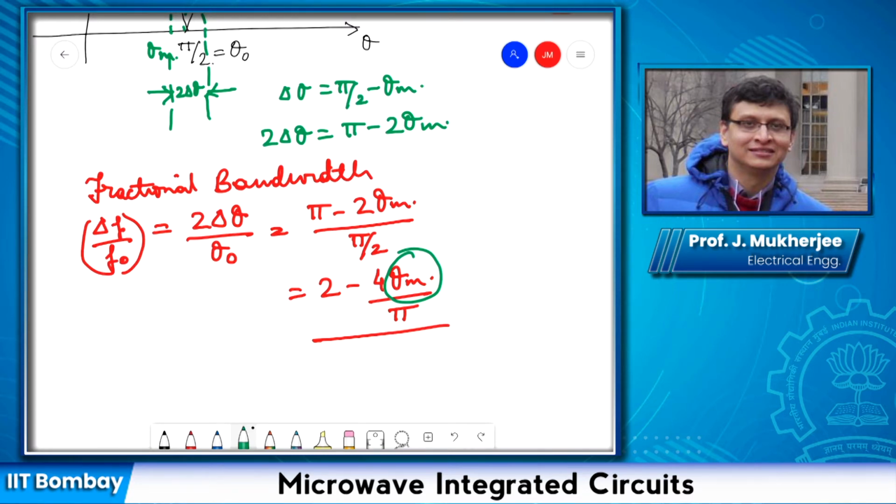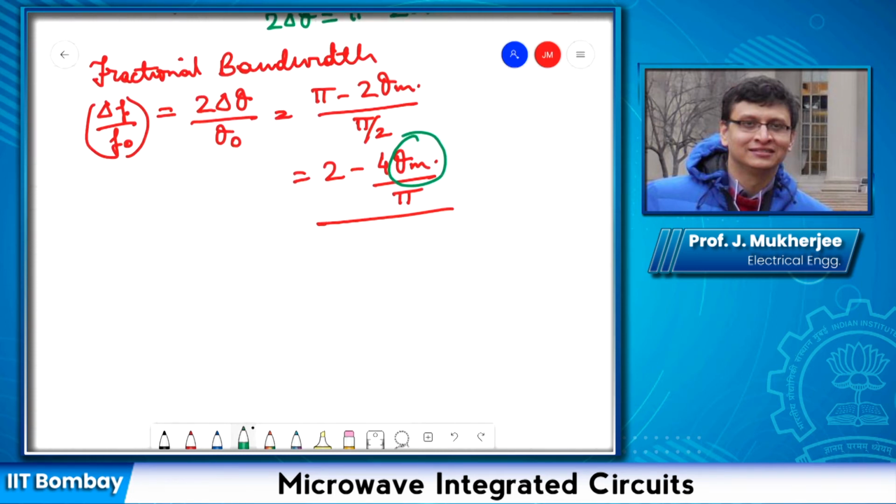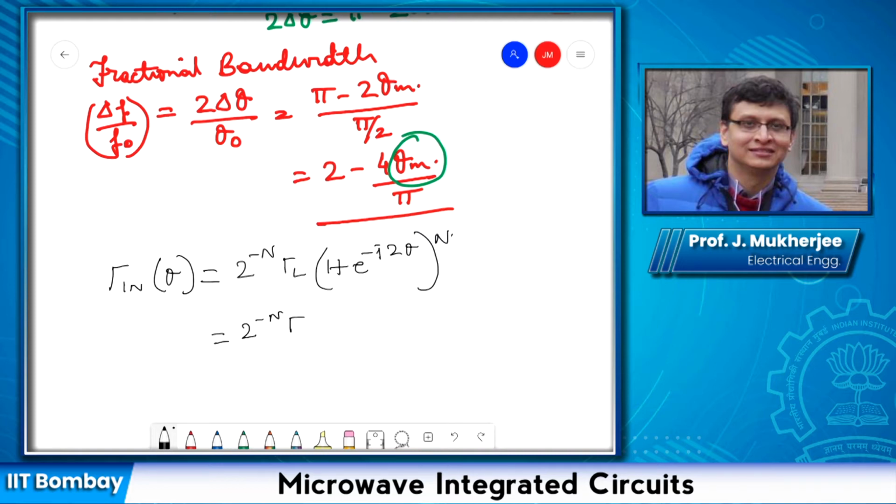Okay. So let us come back to our equation for the input reflection coefficient of a multi-section transformer that we had derived in the previous part. If there are n sections in a multi-section transformer, then the formula is given like this, which in turn can be written like this. So here I'm doing the binomial expansion.